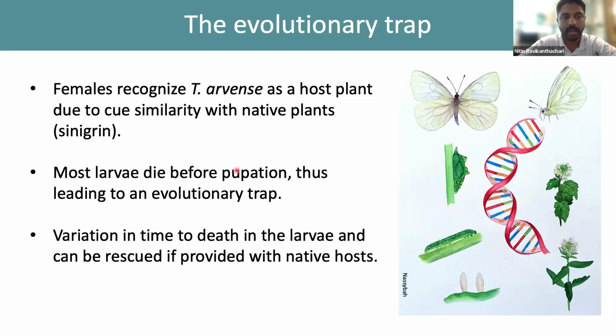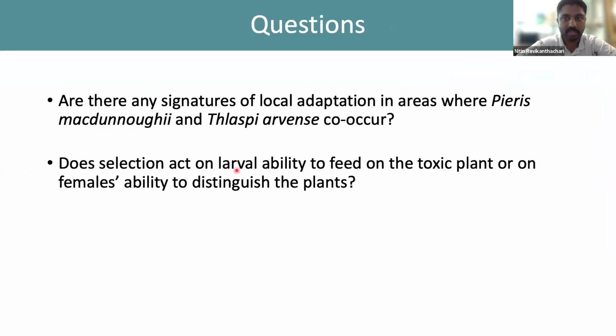However, we do know that there is variation in time to death in the larvae when they feed on the toxic plant, and they can be rescued if they're provided with native hosts. So I'll be addressing two questions today. The first one is, are there any signatures of local adaptation in areas where the butterfly and the plant co-occur? And does selection act on larval ability to feed on the toxic plant or on the female's ability to distinguish between the plants?